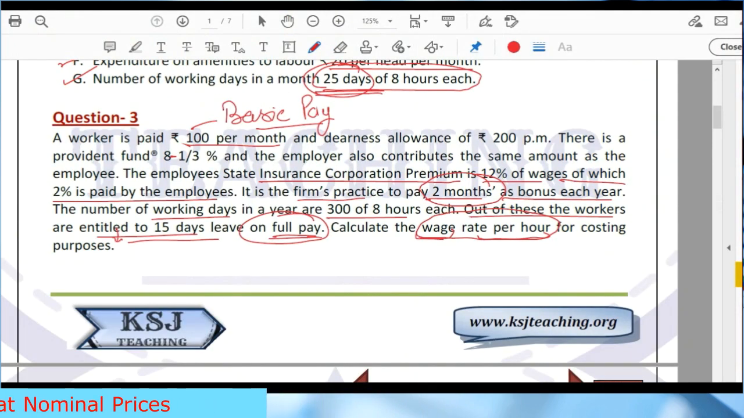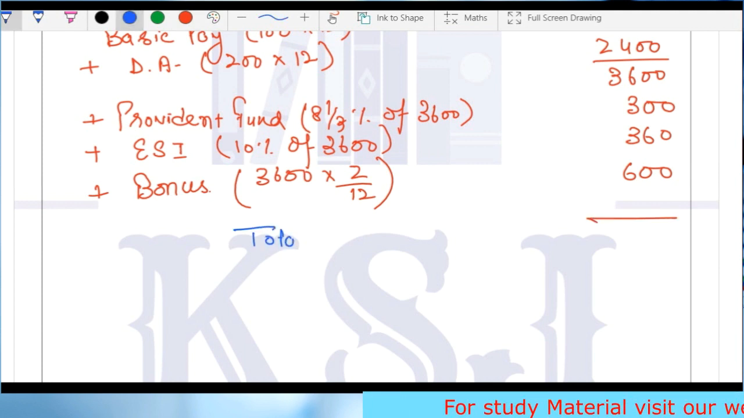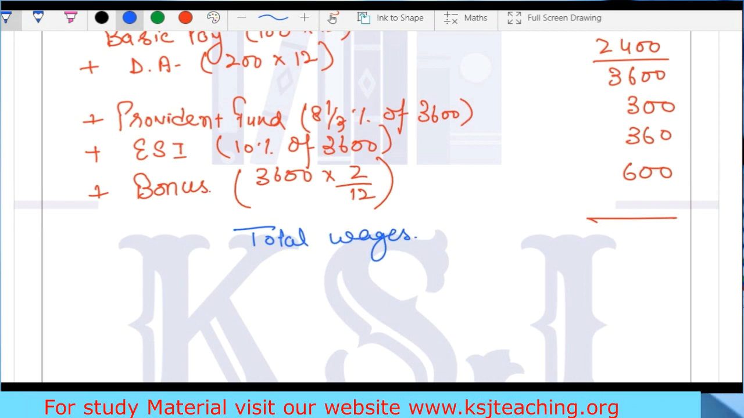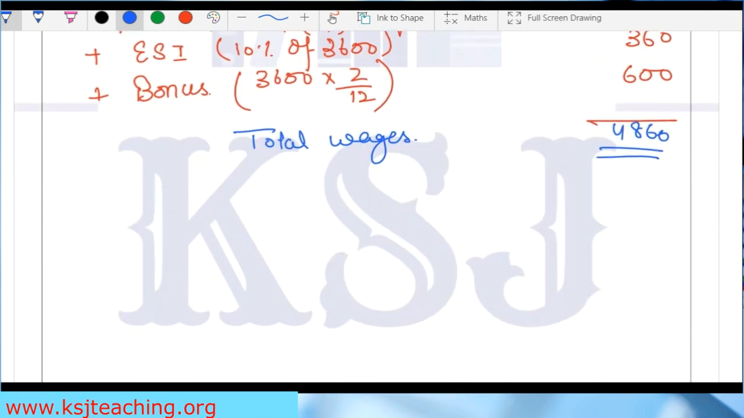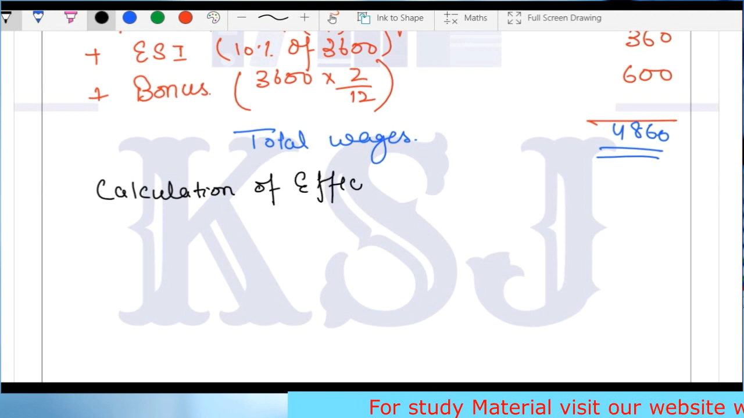Anything else, sir? Anything else to be paid? No, sir. Bonus is taken, after that the number of days. So these are the total wages now. What I'll get is total wages. Right? So gross total wages is 4860. Now we will calculate the effective hours. Calculation of effective hours.